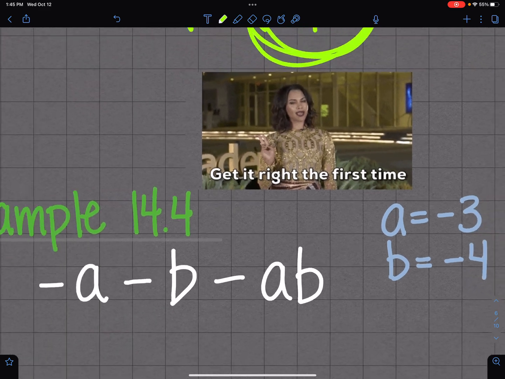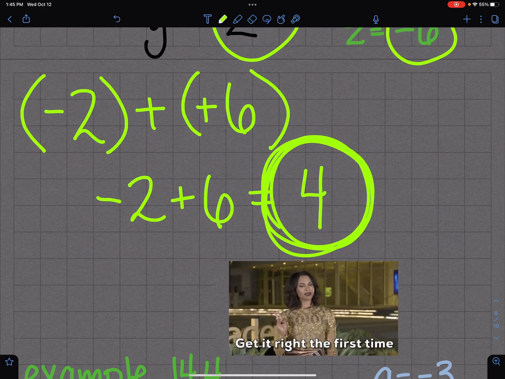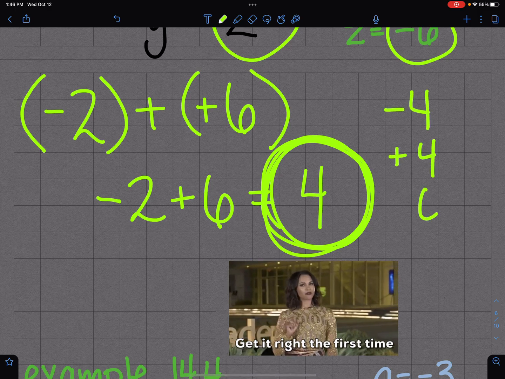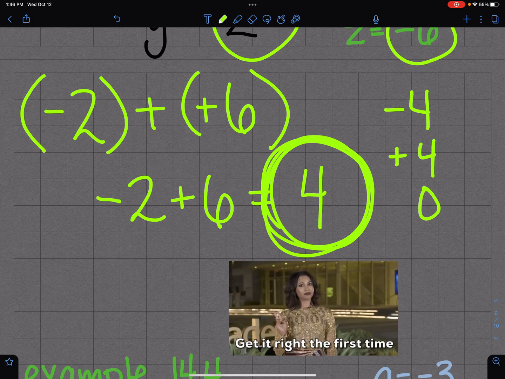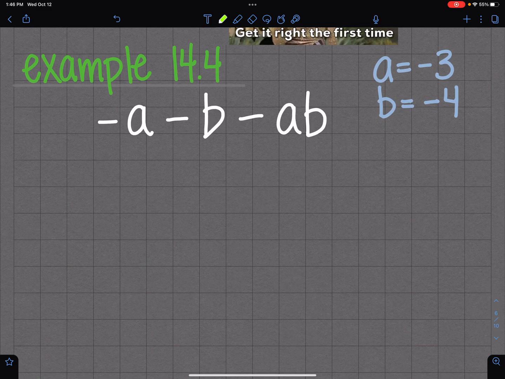Because I promise, if this is a multiple choice test, what do you think is going to be on the answers? They're going to have a negative 4, a positive 4, a 0, something weird, and then it's going to be confusing. But if you get it right the first time, you'll be like, oh, I know this. It's B. Easy. And you can move on.